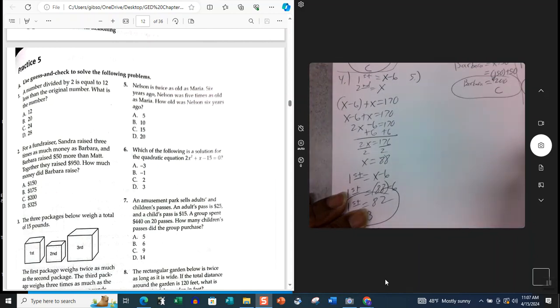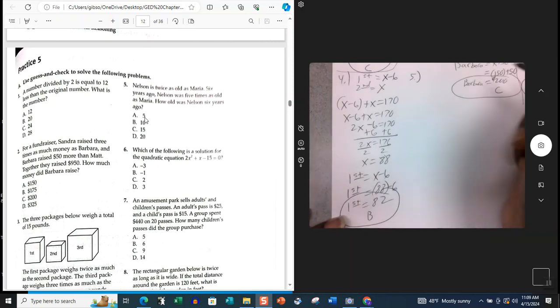Nelson is twice as old as Maria. 6 years ago, Nelson was 5 times as old as Maria. How old was Nelson 6 years ago? Okay, so Nelson is twice as old as Maria. So with that being said, we look here 6 years ago, we will have to figure out an age that's 5 times as old as Maria. So let's look at it like this. So if we look at A, let's look at A.